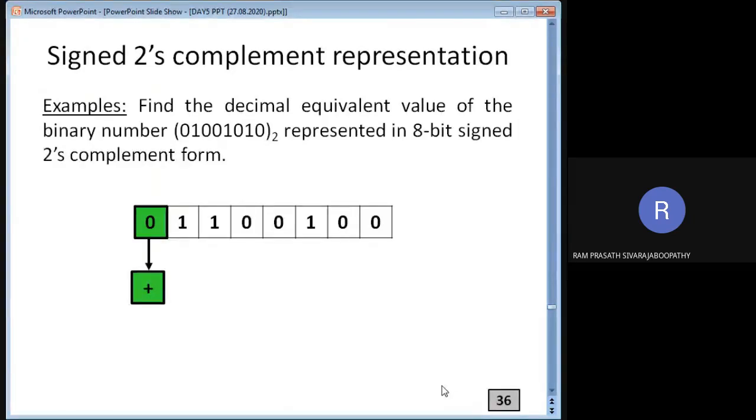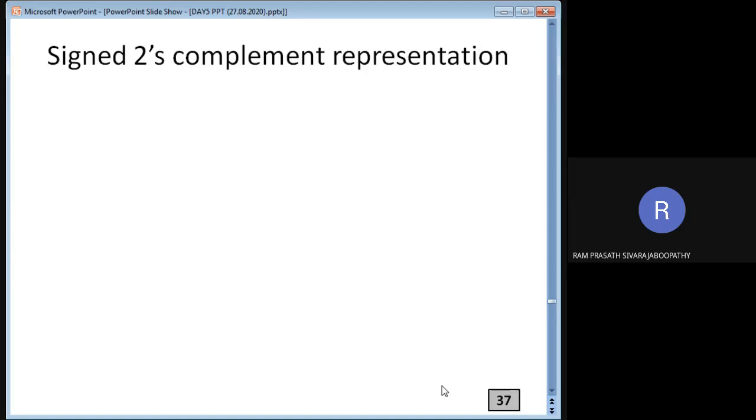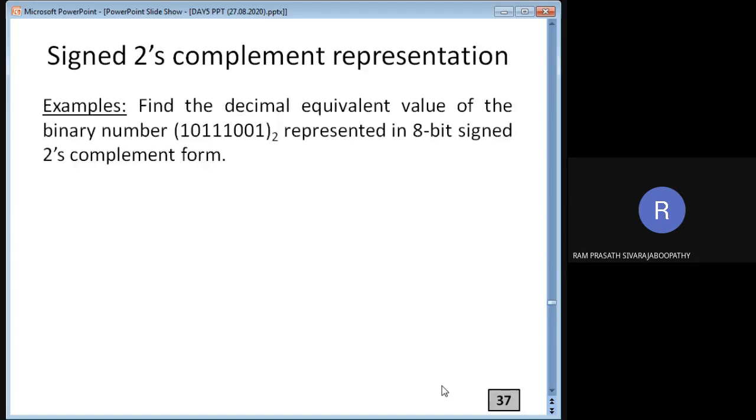1100100 is the number. இதோட magnitude என்ன வரும்னு கண்டுபிடிச்சு சொல்லுங்க பாப்போம். Plus 100. Very good. Plus 100 is the answer. Very good. Now you try the answer for this.